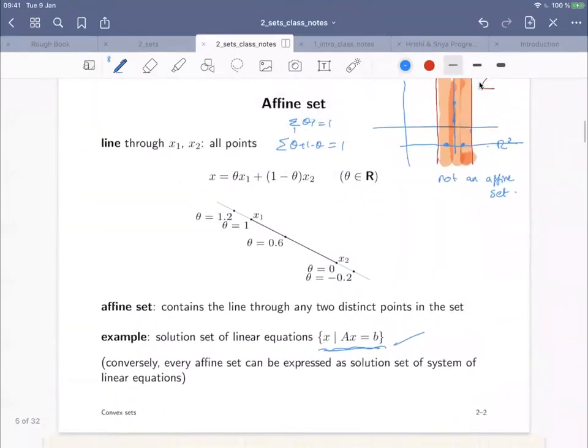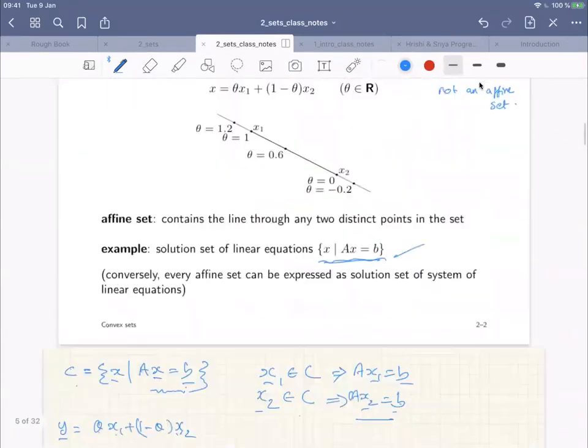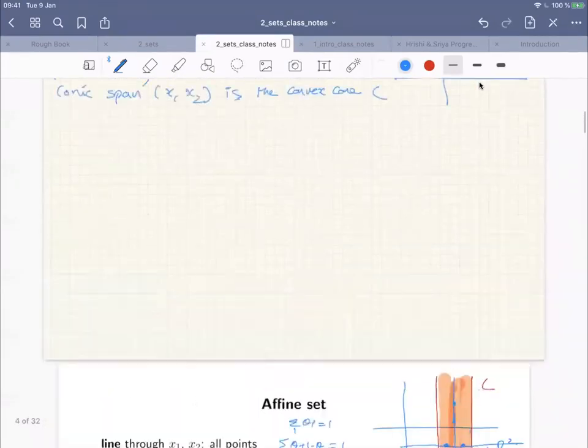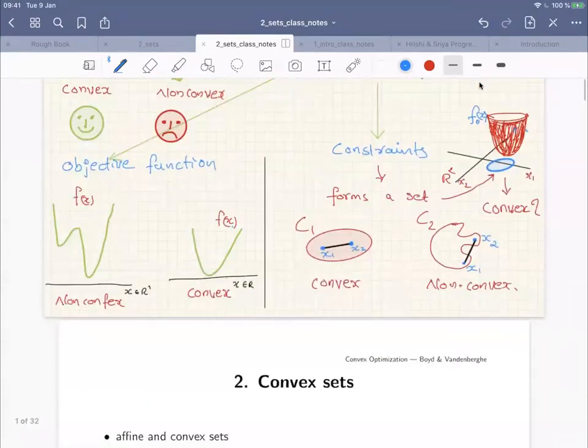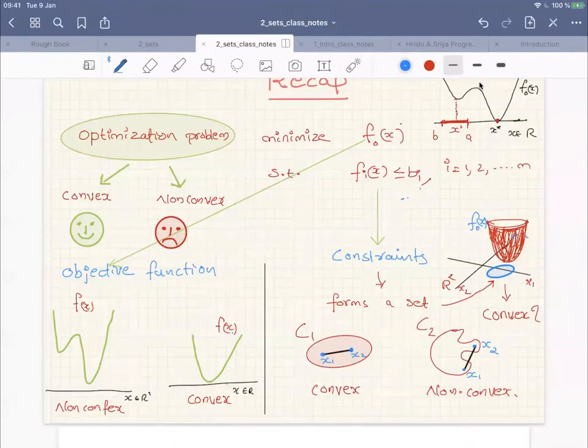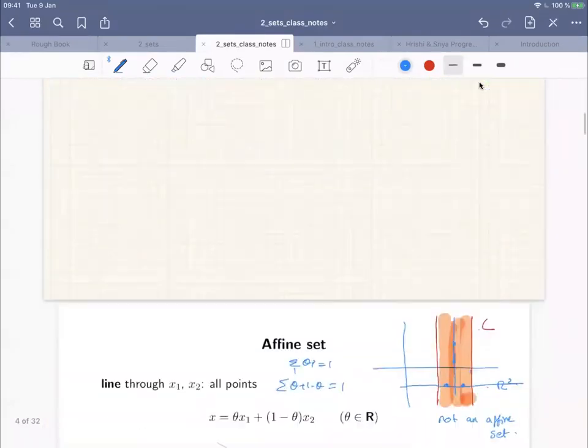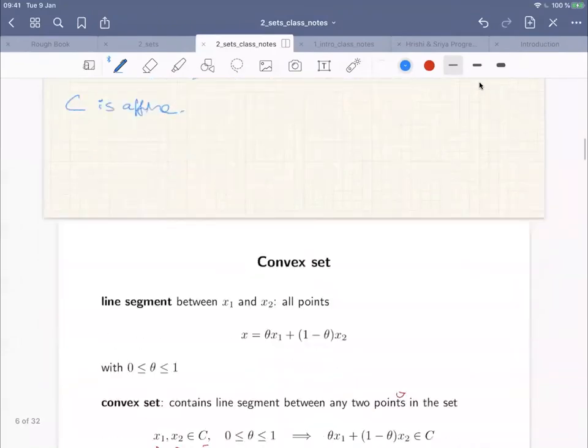Yeah, so this is a useful concept, the affine set. The next concept is convex set. So remember, we are investigating the properties of sets here. Why? Because initially we saw that the constraints give rise to a set, and now we have to see whether that set is convex or not to understand whether our problem is easy or not, right? We saw what an affine set is. Now the next concept is what a convex set is.